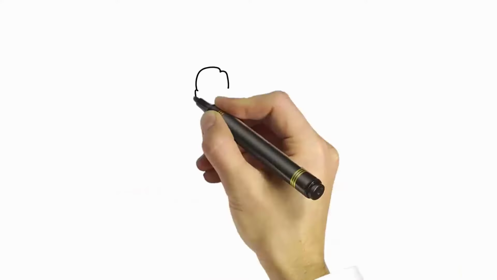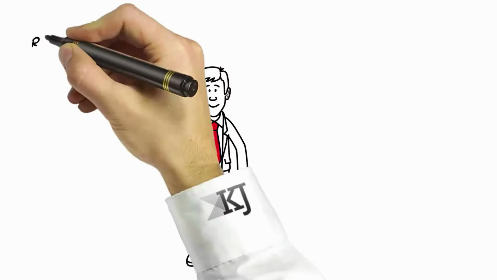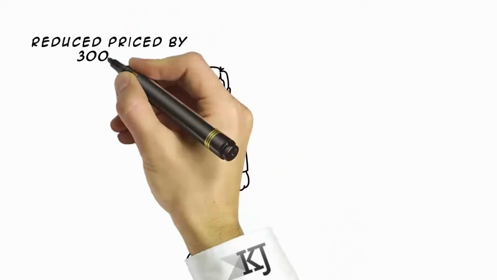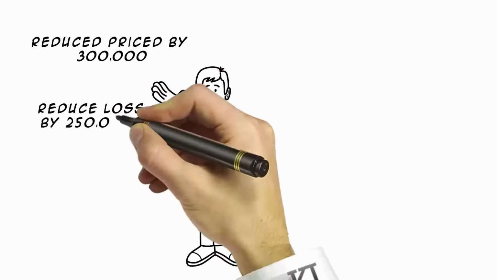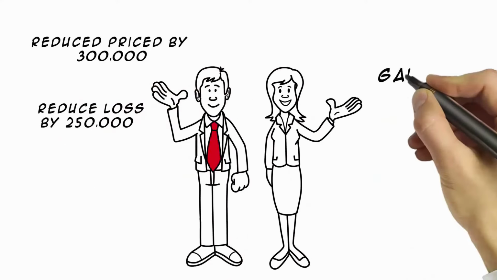What could they have done instead? Mark could have reduced his price by $300,000. By doing that, he would reduce his loss by $250,000, and Sophia would have gained $150,000.